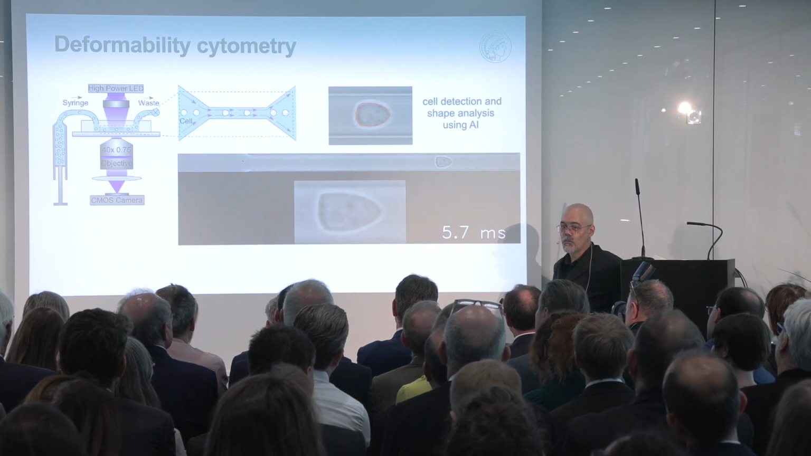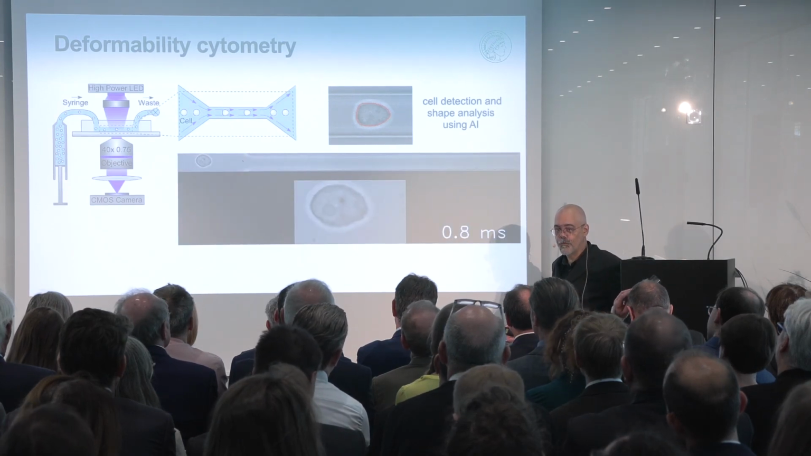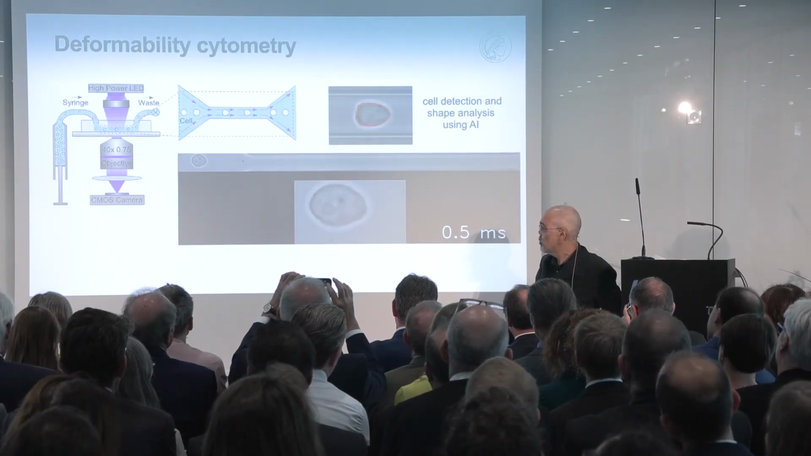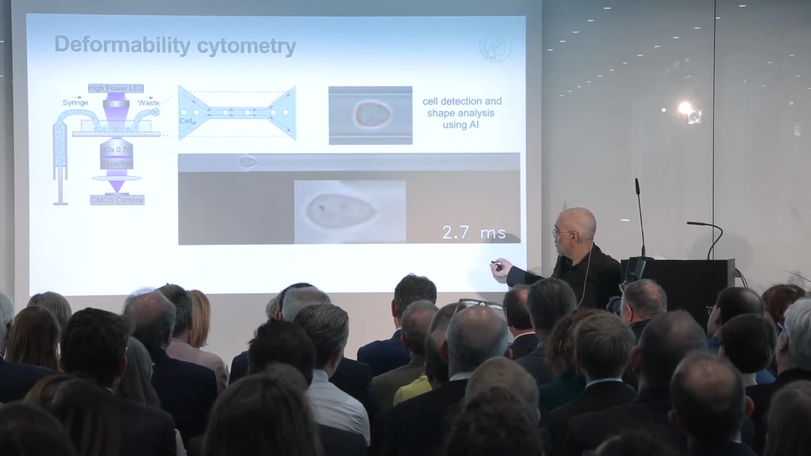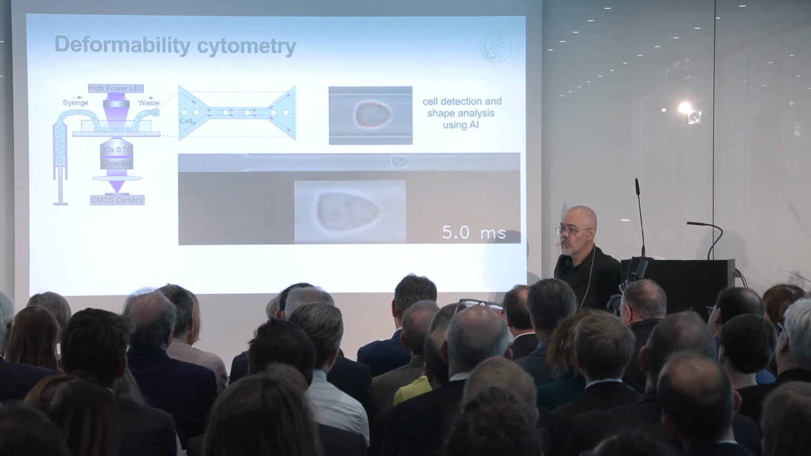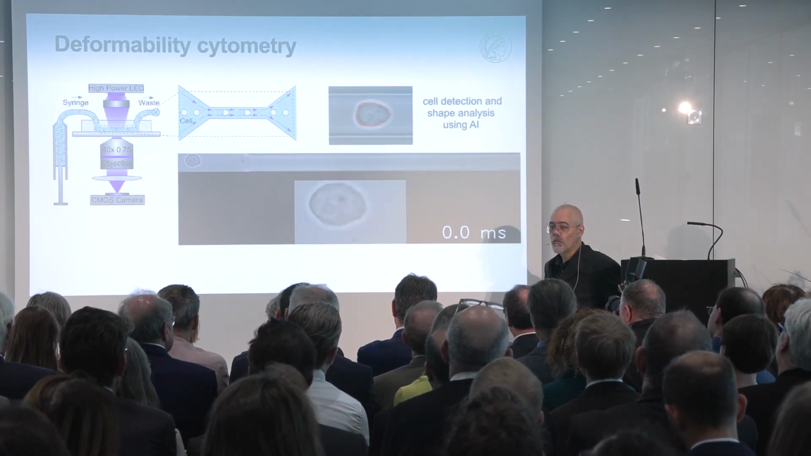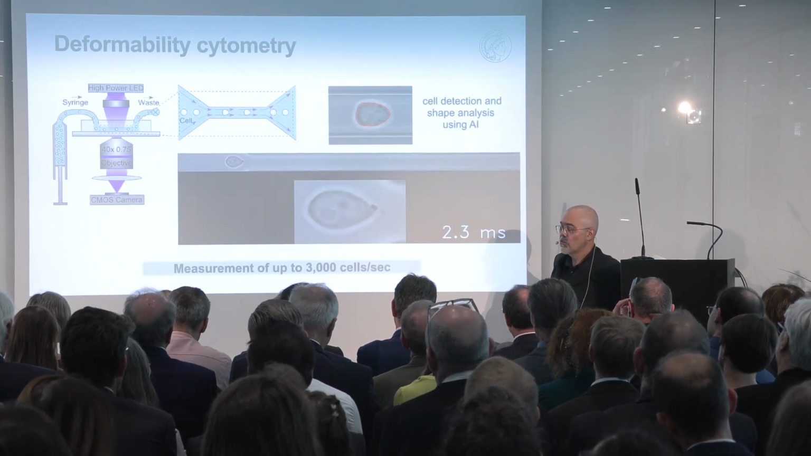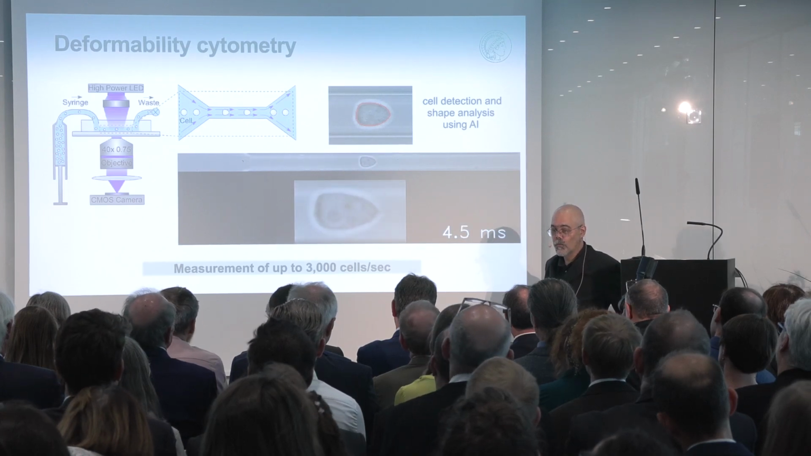From this, we get the size of the cell and the amount of deformation, but also a lot of other information that is contained in the image, like internal granularity, surface roughness, and a couple of other things. And if you look at the time scale, we're talking milliseconds here, which means if you let this run, we actually can measure up to 3,000 cells per second, right?